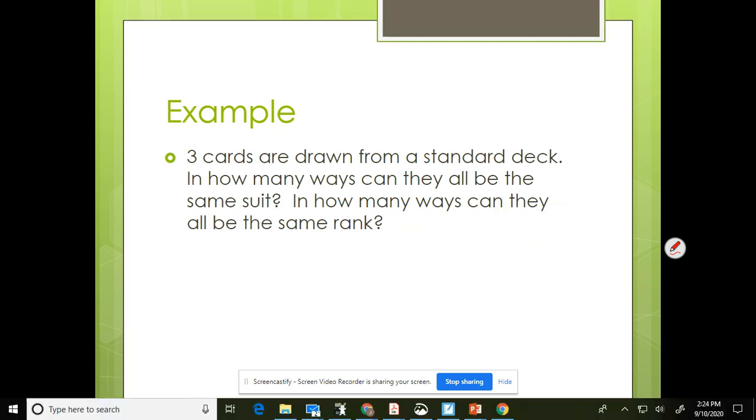Kind of tougher example here. We have 3 cards drawn from a standard deck. How many ways can they all be the same suit? So in other words, the same suit would be all diamonds or all hearts, all clubs, all spades. Okay? So we'll get to the second question here in a minute. So same suit. So let's just say we wanted to pick all hearts.